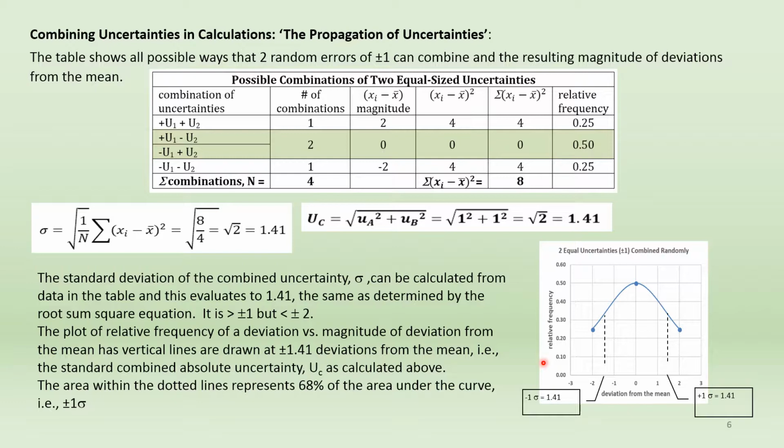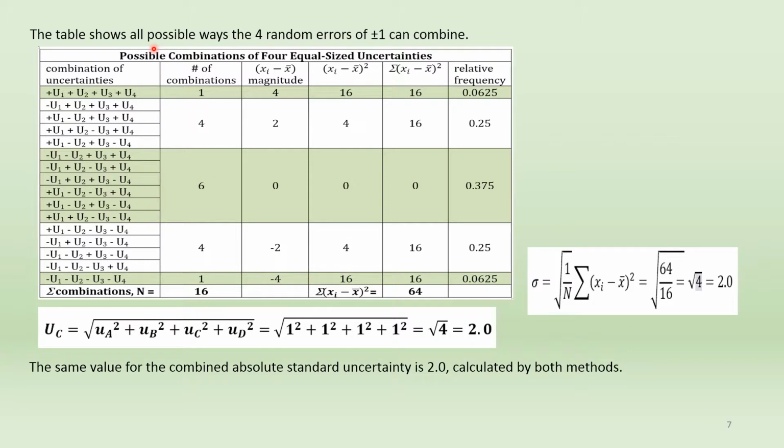Now if some of this is not making sense to you, probably you need to go back and watch the third video in this series that deals with standard deviation and the normal distribution. So in this table, I show all the possible ways that 4 random errors of plus or minus 1 can combine. And rather than me talking you through all of these entries, I'll let you convince yourself that these are all the possible combinations of 4 uncertainties.